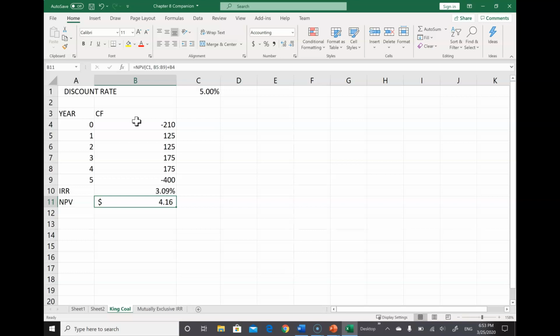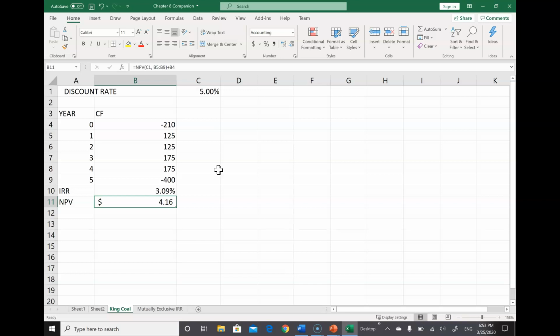So we know that the rate of return of this investment is not 3.09%, right? We know that it's not accurate. Then what is a better measure of the rate of return of this specific project? To answer this question, there are two different ways. One is more educational.